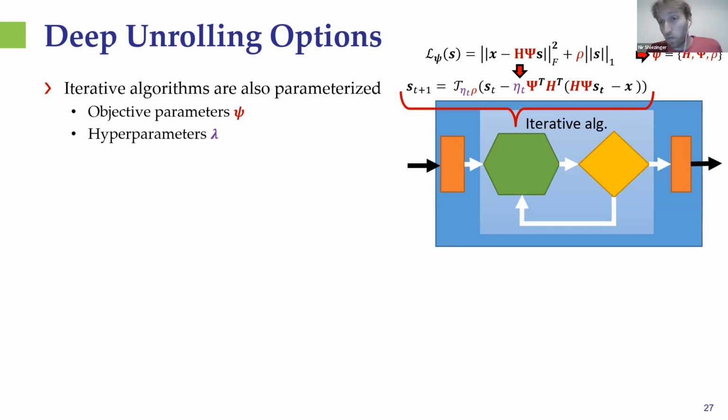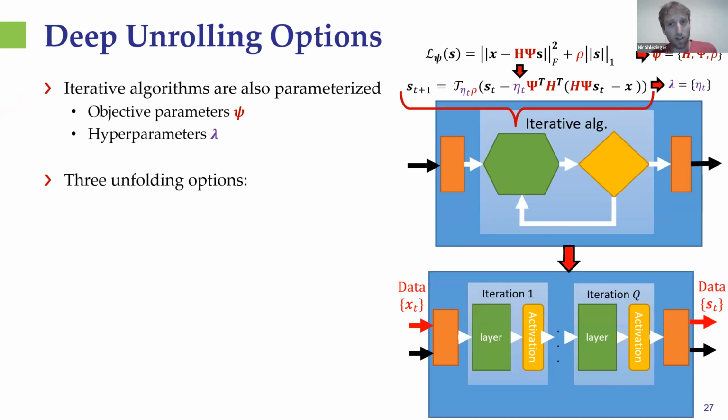One can think that hyperparameters are usually not that important, right? Because assuming you can run until convergence, they shouldn't affect the result. But when you run a fixed number of iterations, they obviously affect the result. So there are actually three different options to unfold such an iterative algorithm into a trainable model.